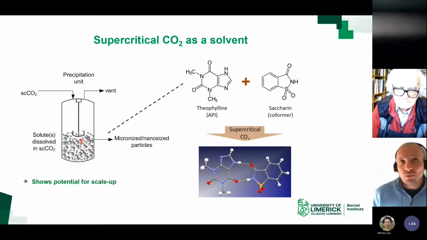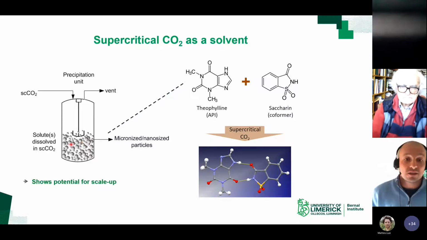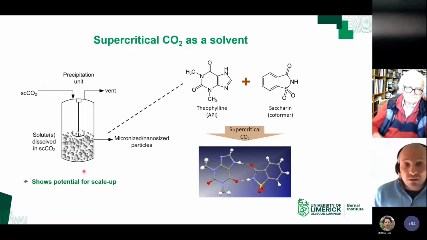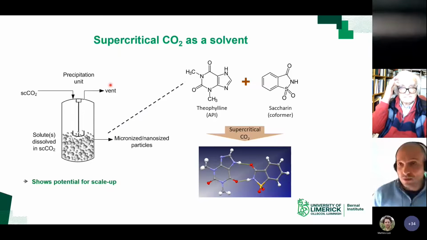Now, obviously, if you need tons of product, this is an issue, because if this works well, if you're using a 1 liter vessel, if you want to scale it up to 1,000 liters vessels, that means you have a 1,000 liter high pressure bomb. That's an issue for the pharmaceutical industry, certainly. That's using this as a solvent.